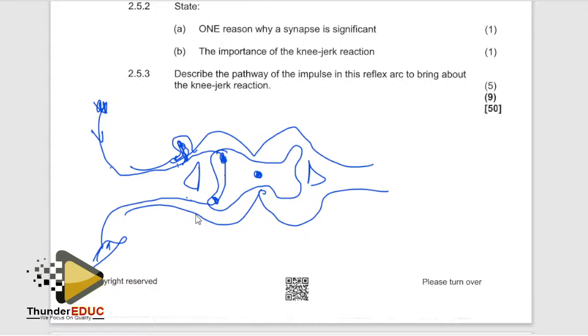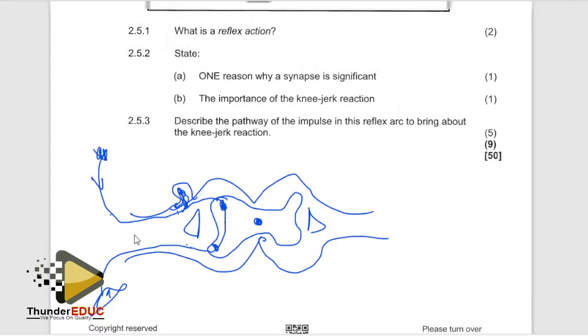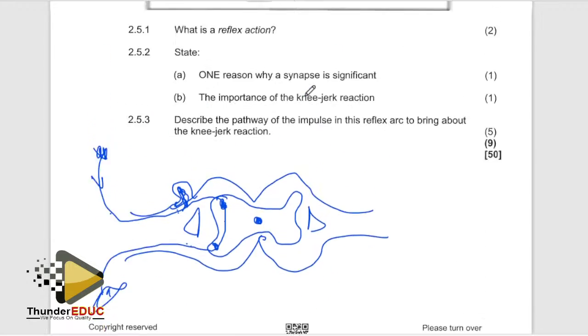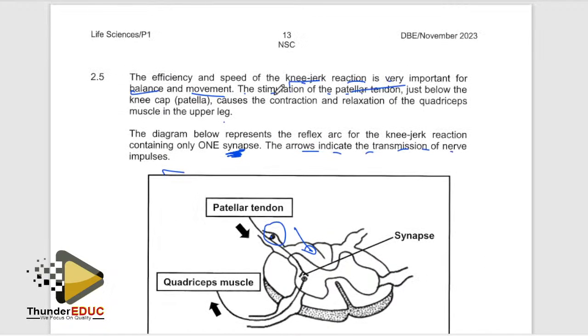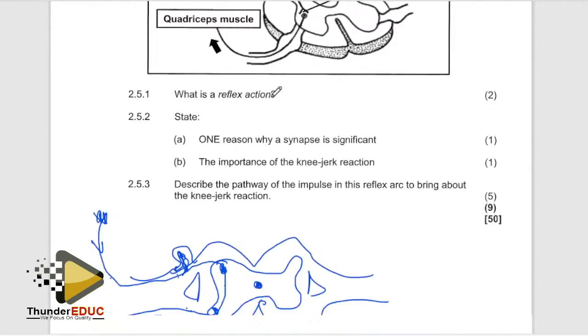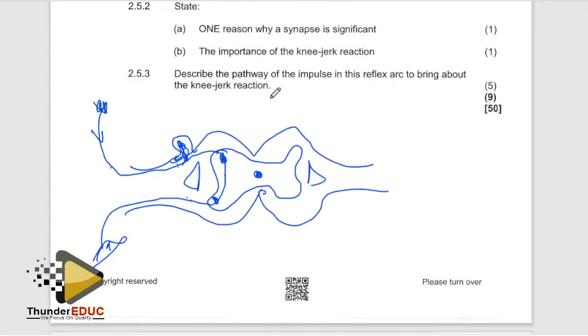All we are talking about is the impulse. Then it moves out of the ventral root into the effector, which is the muscle. In this case, it is the knee-jerk, and then a reaction is done so that balance and speed can be brought. So that's how you're supposed to explain. They are looking at 5 marks, and you can get them all.